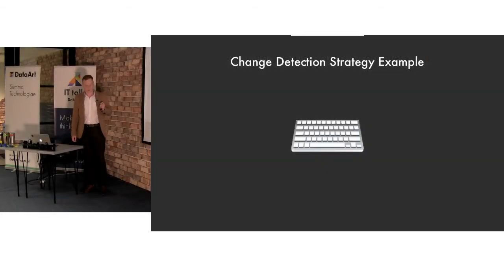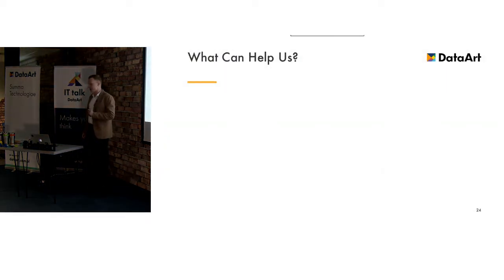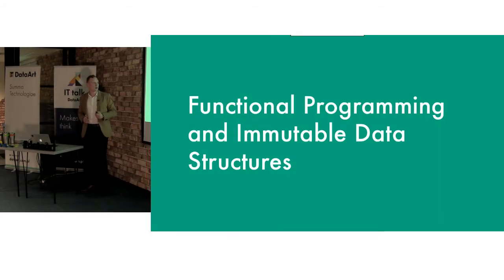So let's go. What can help us to control our data and to avoid pitfalls in the working process with those change detection strategies? It's time to talk about functional programming and immutable data types. It's on top of the hype now, but it's really useful here, and I'll explain why.